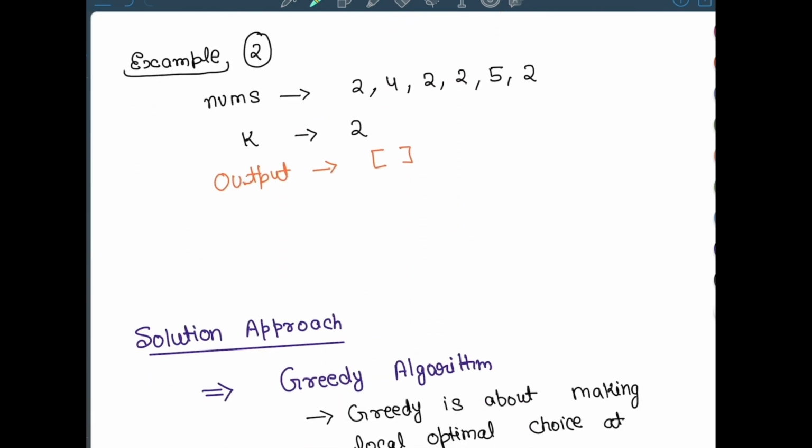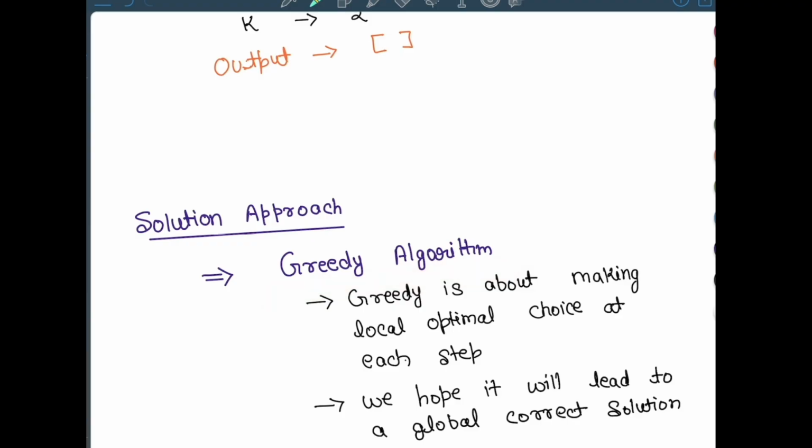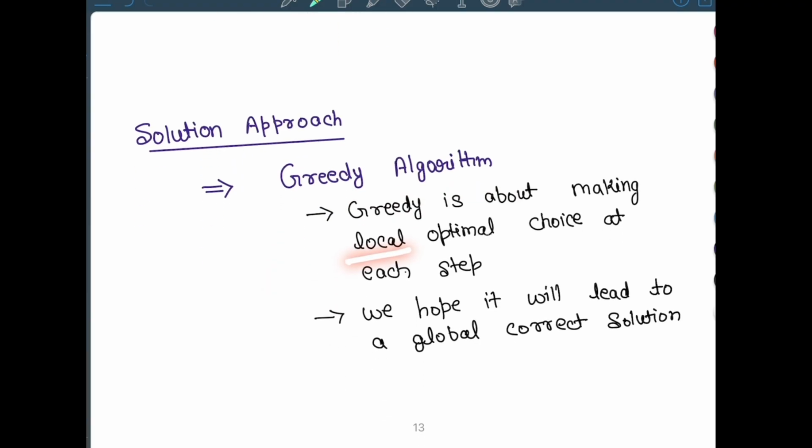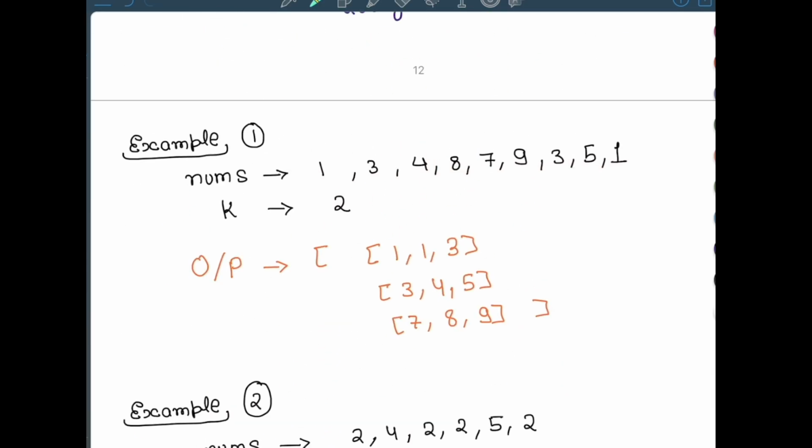But this is what a greedy algorithm does. It tries to choose the most optimal choice which is available as of now, which is available locally, and then hopes that this is going to create a globally correct solution. But as of now, this greedy algorithm is not working, right? So why am I saying that the greedy algorithm will still work?